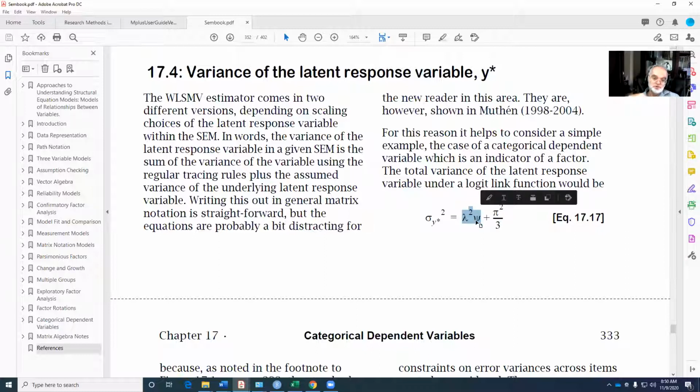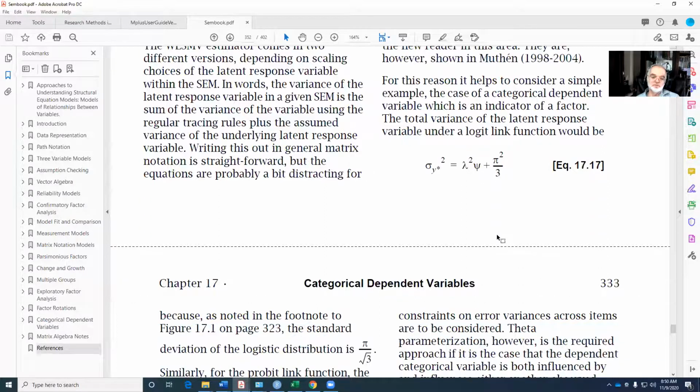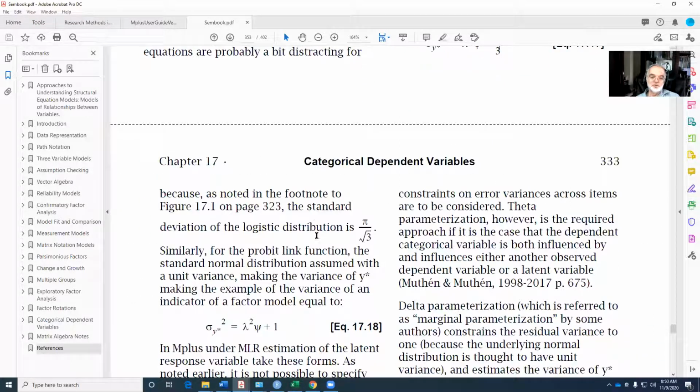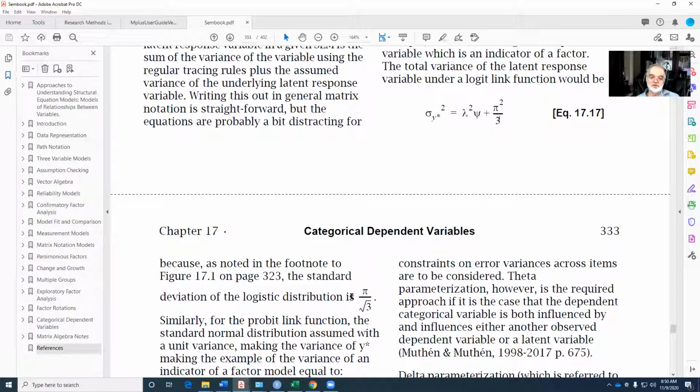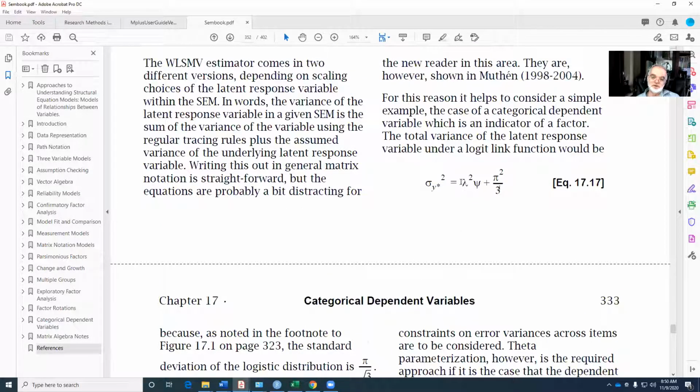In other words, just by the tracing rules, the variance of my latent response variable is going to be the loading times the variance times the loading, plus this little bit of math term over here, pi squared divided by 3. And the reason that we're doing that is the standard deviation of the logistic distribution is pi divided by √3. So what we're looking at here is loading times variance times loading plus the variance of what's left over for the latent response variable.